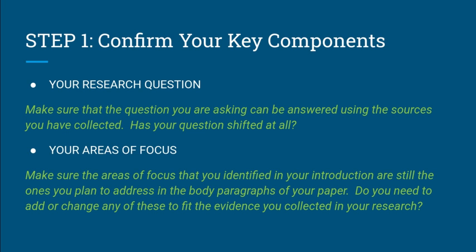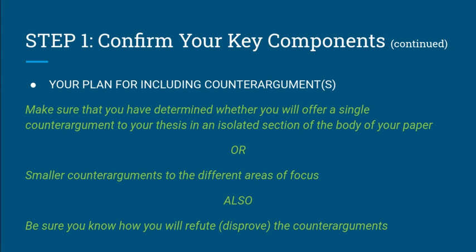So finalize those. The next step that you're going to want to do is revisit your plan for your counterarguments. This is something that I asked you to do before finding sources 9 and 10. So you want to determine whether you're going to have one central counterargument that's pushing back on your thesis as a whole, or if you're going to have some smaller counterarguments that are pushing back on the different areas of focus. That's similar to that sample paper that we looked at about children working in agriculture.